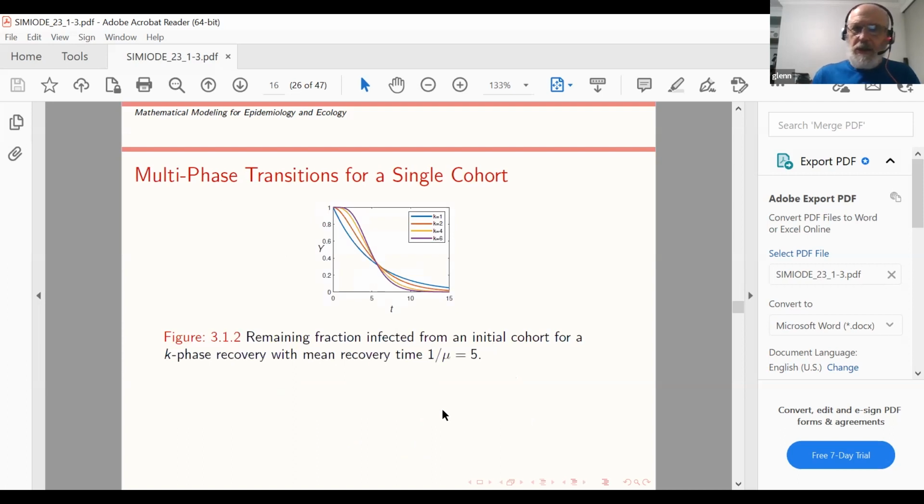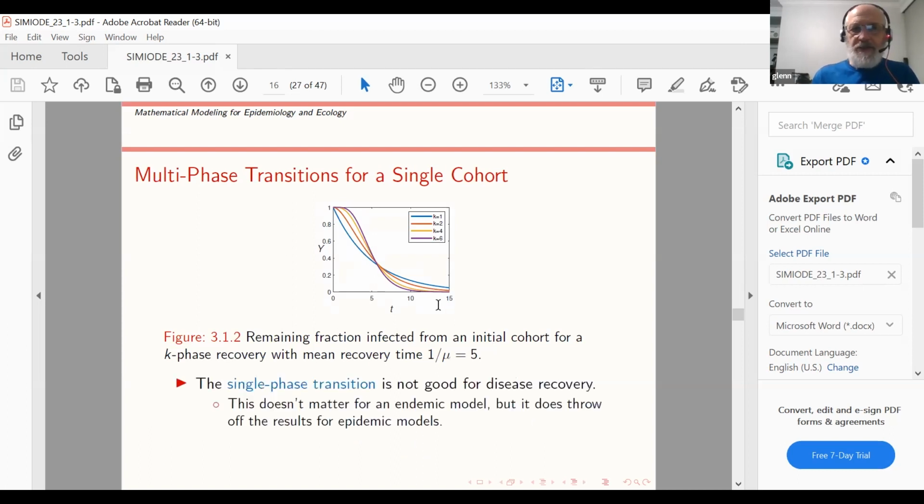And here's what the results look like. This is the remaining fraction infected from an initial cohort. The dark blue one is the single phase transition, and it's not very good for disease recovery. This would say that more people in this cohort recover on day 1 than on day 8, even though the mean, well, say day 5. The mean recovery time is 5 days, but more people recover on day 1 than day 5. That's clearly wrong. The purple curve for K equals 6 is much more realistic. Not that many people recover right at the beginning, and not that many people recover late. Most people recover in the middle.